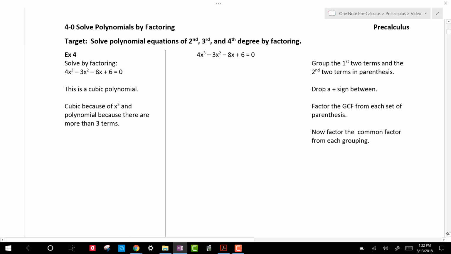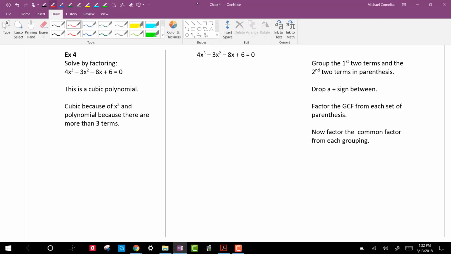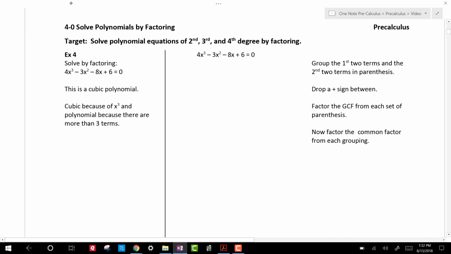All right. Oh, it does say solve polynomials by factoring, so I wonder if, well, we'll solve the other two here. How's that? All right, so here we go. Factoring by grouping.